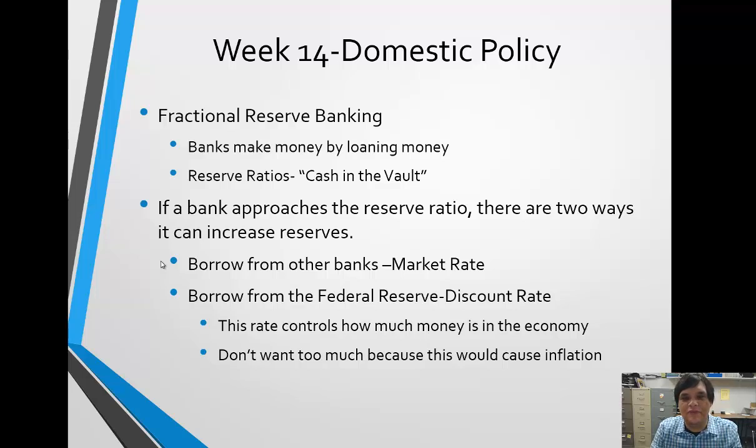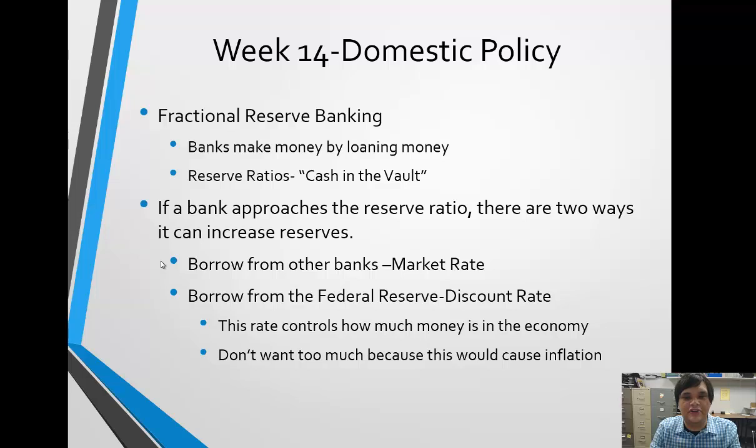Now, with monetary policy comes fractional reserve banking. Banks make money by loaning money. That's the way banks operate. But banks must have that money to loan it. And that's why you always have to have this reserve ratio, the cash in the vault, if you will. You always want to have cash in the vault, that way you don't have a run on the bank and people are left without any money. In order to have cash in the vault, you must have your reserves.